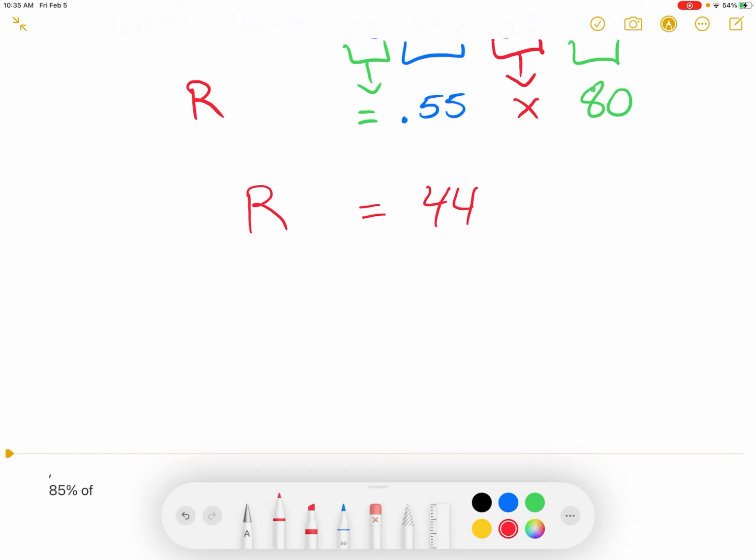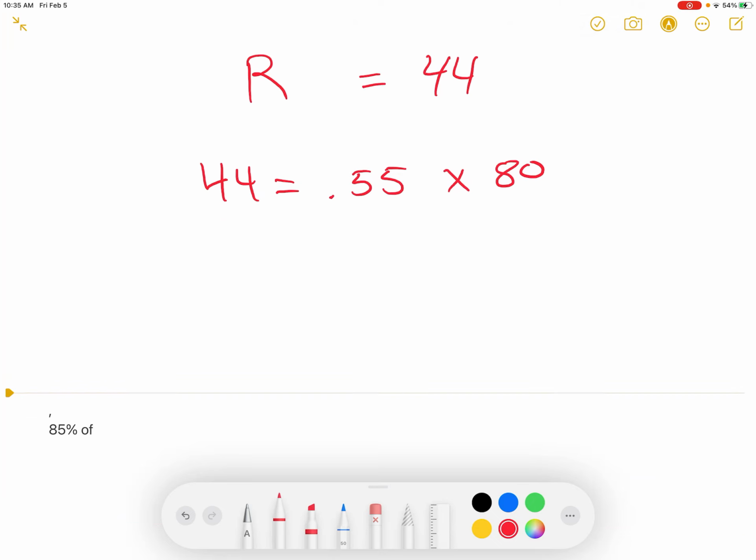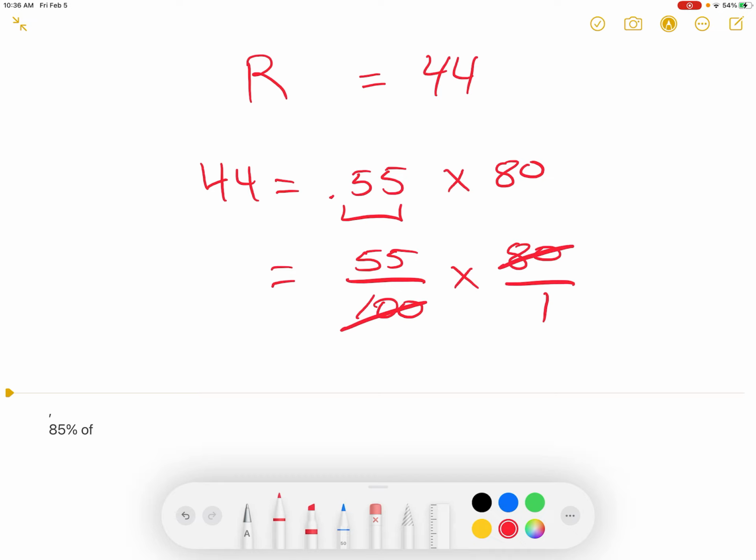And so we test that. 44, is that really 0.55 of 80? I can turn this into a fraction, 55 out of 100 times 80 over 1. What does that equal? We can cross divide or cross multiply, depending on how you think of it. And I'm going to do it by 20. So 100 divided by 20 is 5. 80 divided by 20 is 4, I believe.